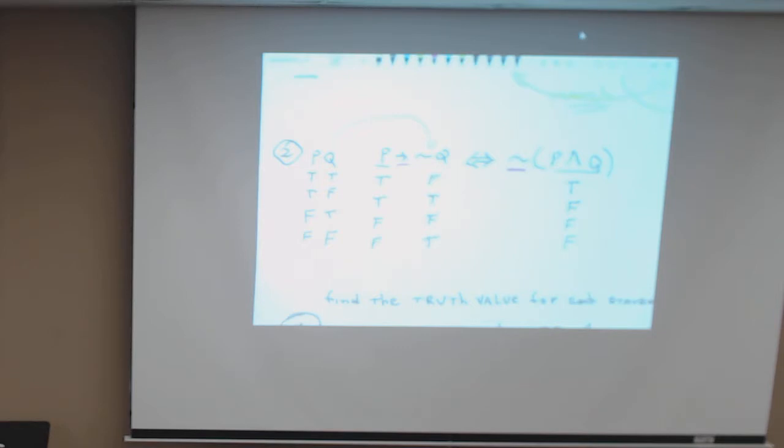Problem number 2, page 133. In problems 2 and 3, use truth tables to show equivalence. So, what's going on here? I'm showing the equivalence of this and this. You follow me? So watch how I do this. First, I build my stuff out here I'm going to work with. So P is just true, true, false, false.